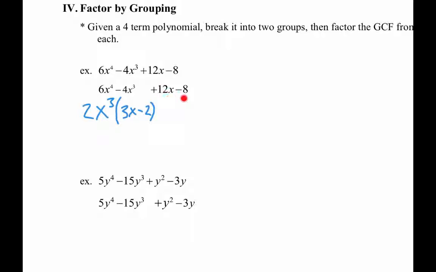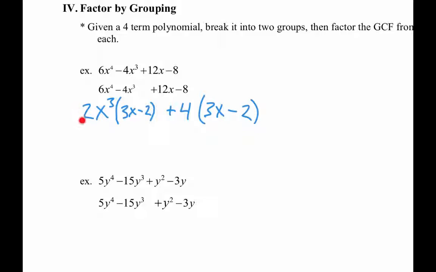Now we look at that second binomial over here. I can divide 12 and 8 by 4. So I want to pull out a positive 4. When I do that, what's left? 12x divided by 4 gives me 3x. A negative 8 divided by 4 gives me negative 2. Do you see it? Now this is setting us up. This is why we did Roman numeral 3, so you could see how to do it at this point.